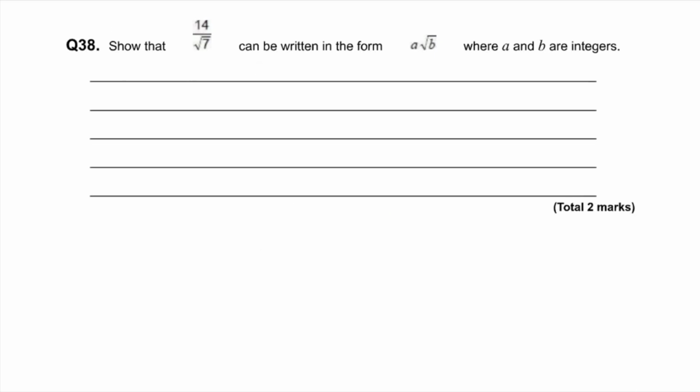Question 38, show that 14 over root 7 can be written as a root b. So this is an example where we have to rationalize the denominator. We've got a surd as the denominator of our fraction. In maths, we consider this to be a bit ugly, to be honest. It's hard to imagine fractions which have got surds as the denominators.